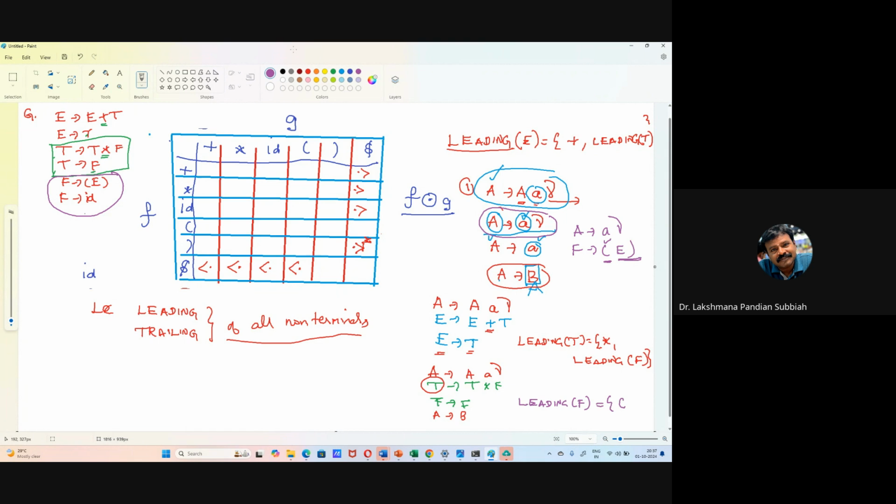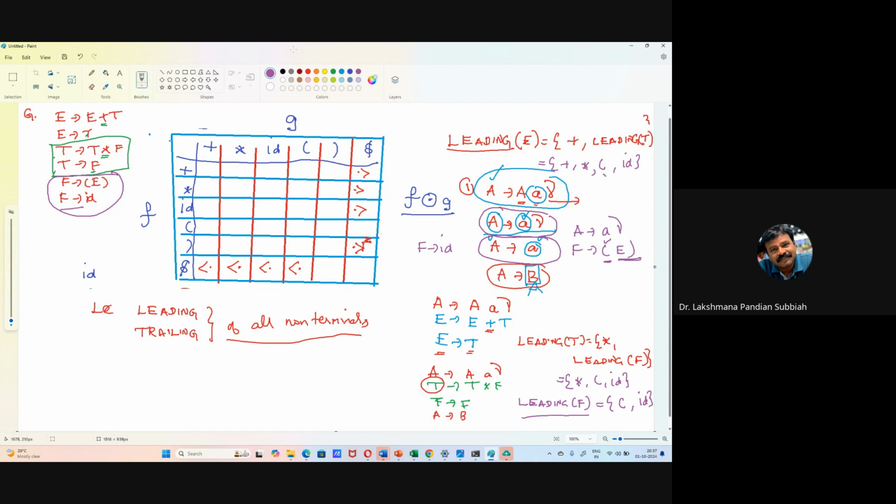Now F derives ID is matched with this pattern, A derives A, right? So that F derives ID, by this way we are getting now the leading is open bracket and ID. Now we have to backfill that one, right? So leading of F equal to open bracket and ID. So the leading of T equal to star and leading of F, so star, open bracket and ID. Now the star, open bracket and ID, you have to fill that one, right? So that is leading of E equal to plus, and for that leading of T we are having here star, open bracket and ID. So you have to do that one here, plus star, open bracket and ID.